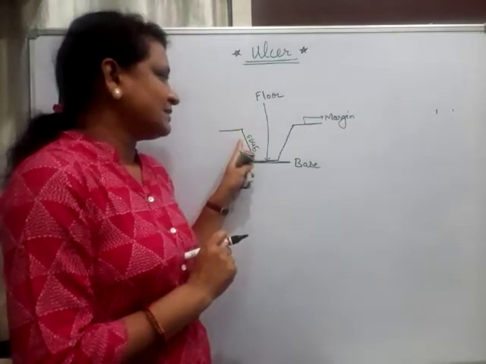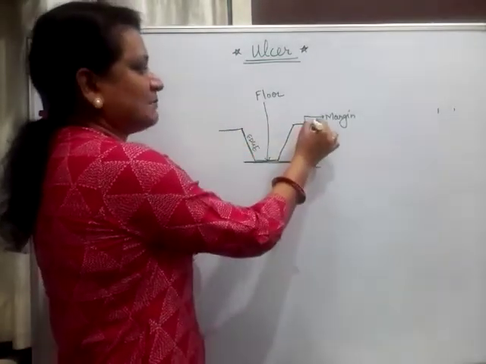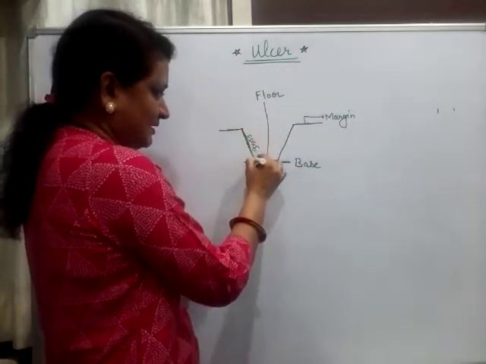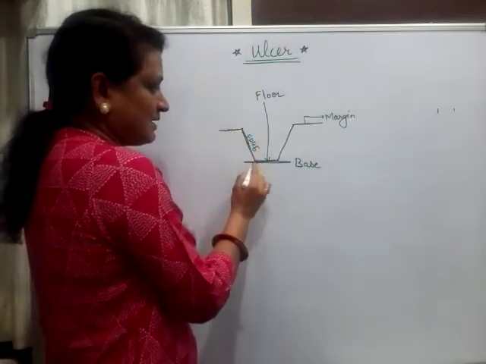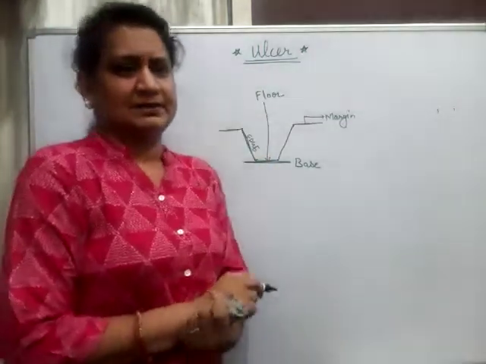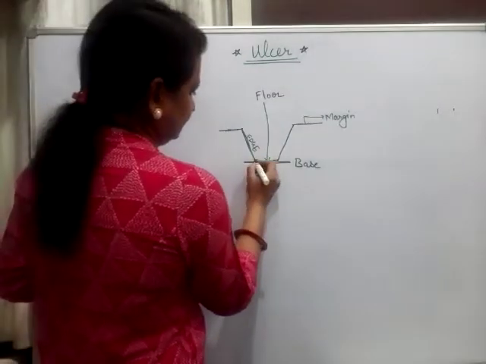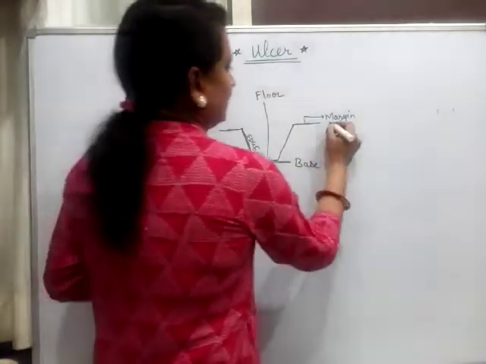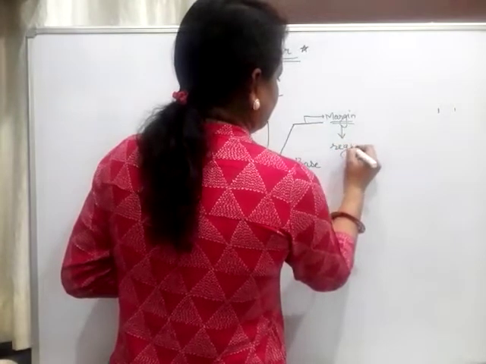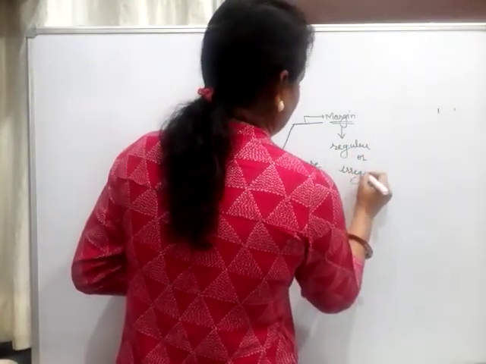The edge of an ulcer is the one which connects the margin with the base. So you can see this is the margin and this is the edge. So this edge is connecting the margin with the floor of the ulcer. This margin is either regular or irregular.